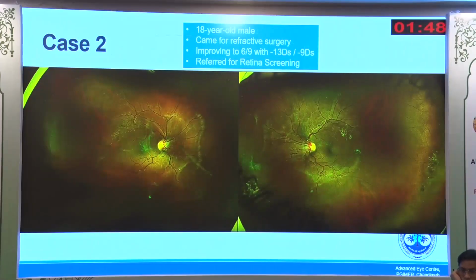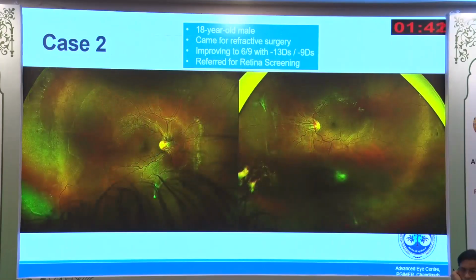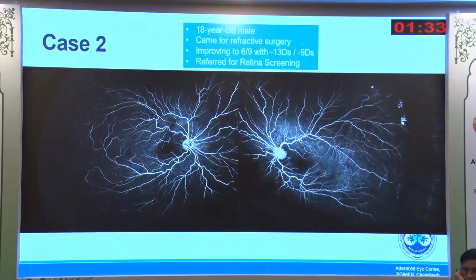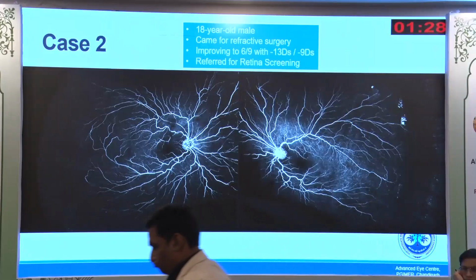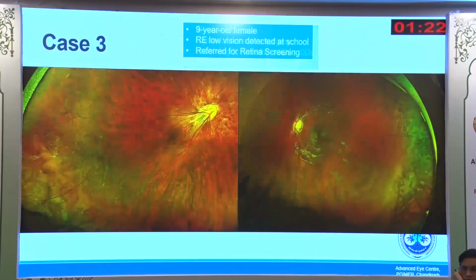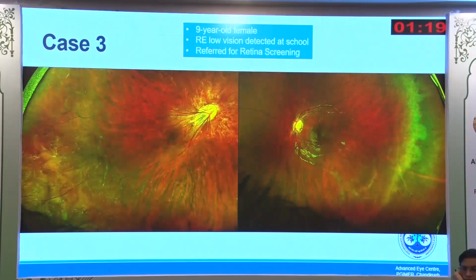This one came for refractive surgery, 18 years old patient, 6'9" with -13 and -9. And when you look at the retina, you can see the vessels stopping short, the tortuosity. There was presence of hemorrhage in the left eye, which was undetected, an old hemorrhage, and a lot of vitreous membranes. When you look at the angiography, you again see the significant amount of avascularity that is present and that characteristic tortuous architecture of the vessels and dragging of the nasal vessels. Again managed with laser.